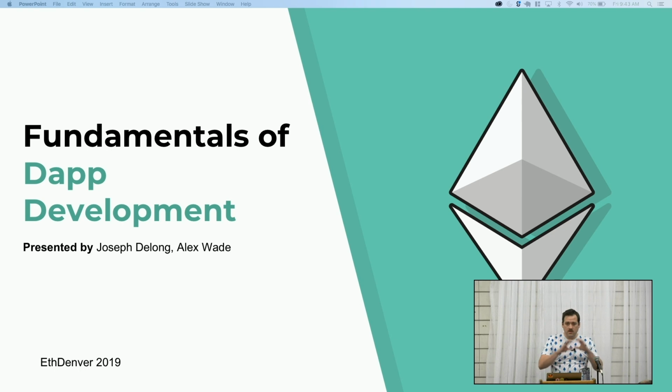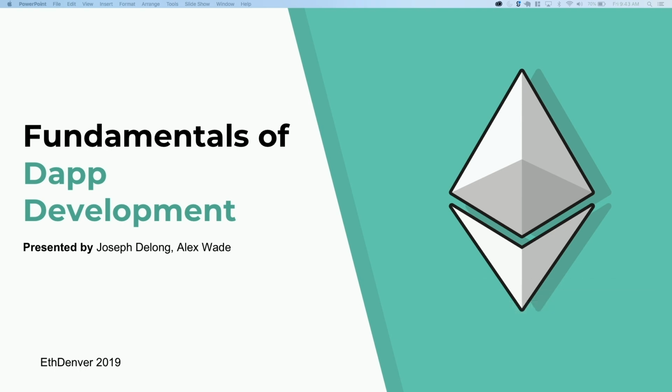So fundamentally what we're going to learn today is how to get your environment set up, how to build your first contract, how to deploy your first contract, and then how to communicate with that contract.